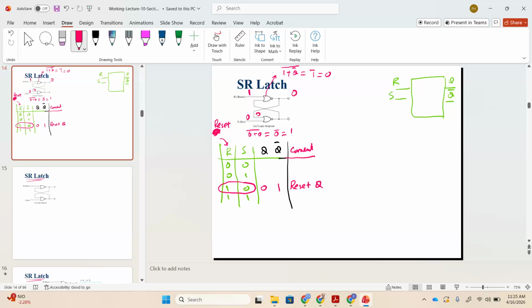No. Did I see what is the value of Q now? So if Q is equal to 0, it means it is reset. And if Q is equal to 1, it means it is set. Now you understood it? Any question? Yes, thank you. So we are resetting Q, so it means that Q is 0. Got it or not?